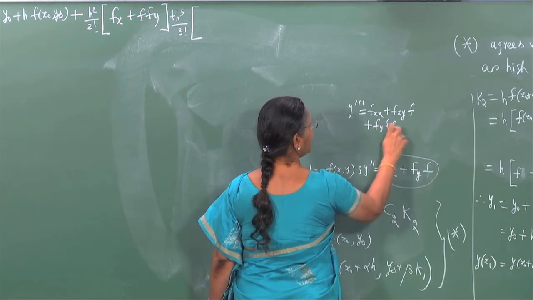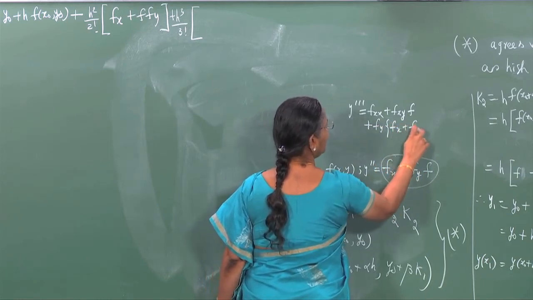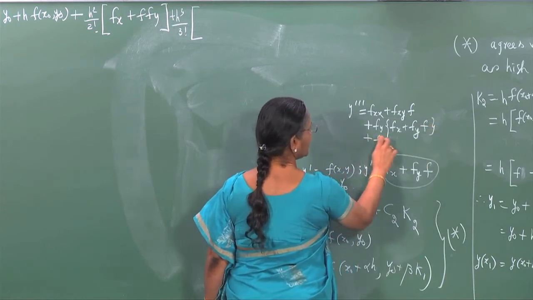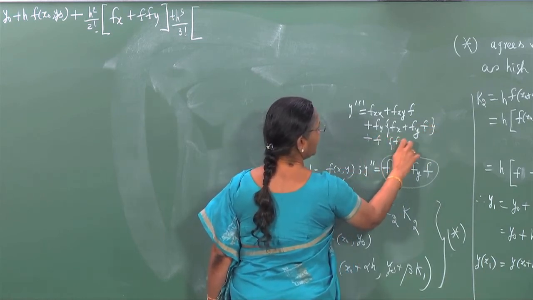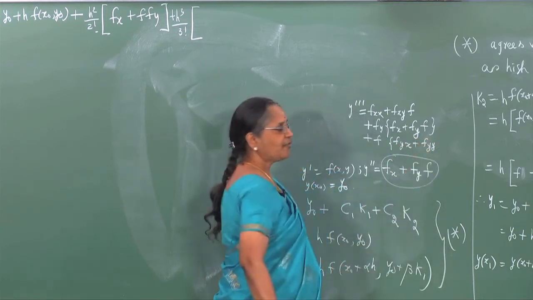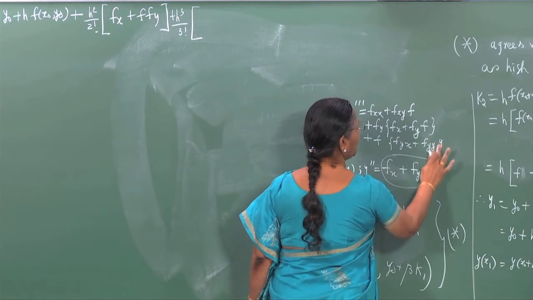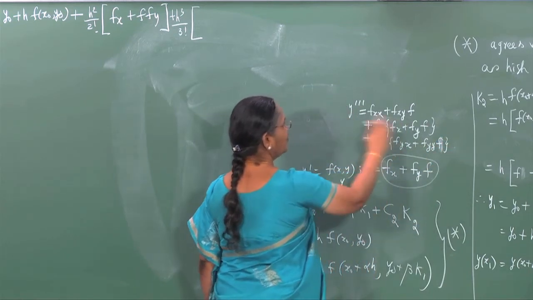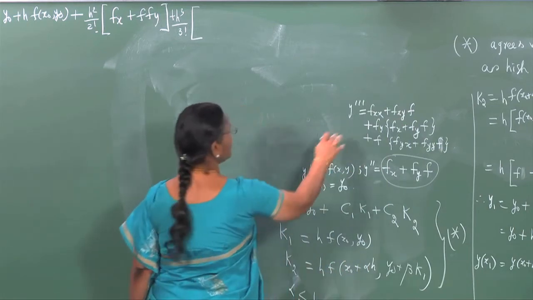Then the partial derivative of f with respect to x, and f with respect to y into y prime. Then the next term, f into the partial derivative of fy with respect to x plus the partial derivative of fy with respect to y into y prime, that is f. So, this will give you the third derivative. So, we shall substitute there.